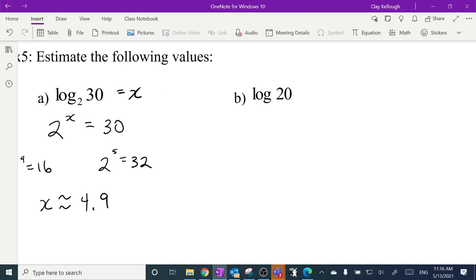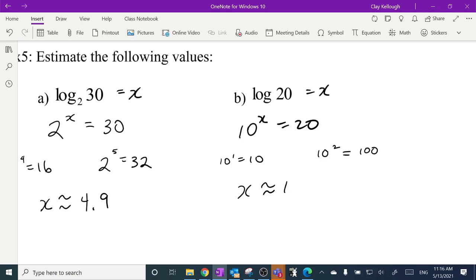This one we actually can check on our calculator because it's log to the base 10. So make that x, and 10 to some x is 20. Well, 10 to the 1 is, of course, 10, and 10 to the 2 is, of course, 100. So just using those two benchmarks, I know it's going to be 1 point something, and it'll be very much closer to the 1 than the 2. So I'm going to guess maybe 1.3.